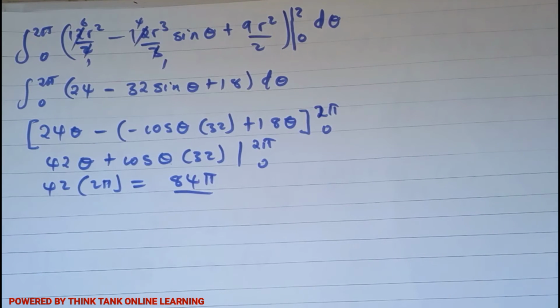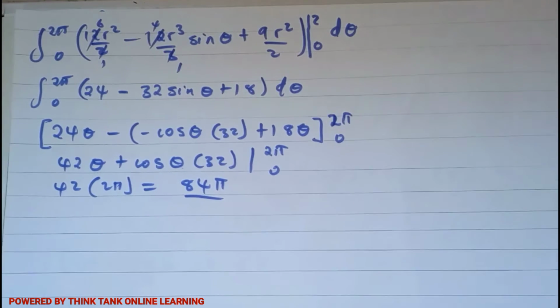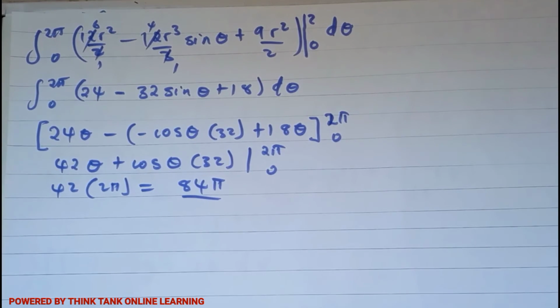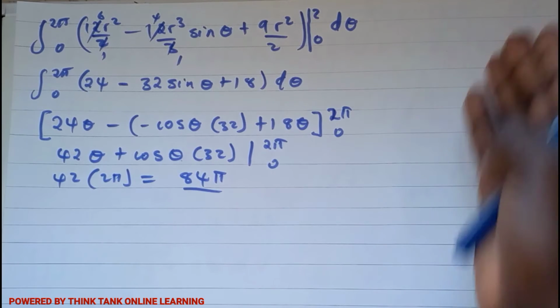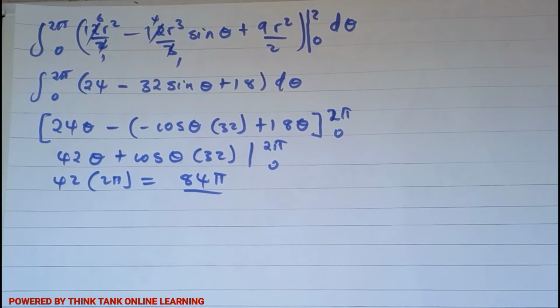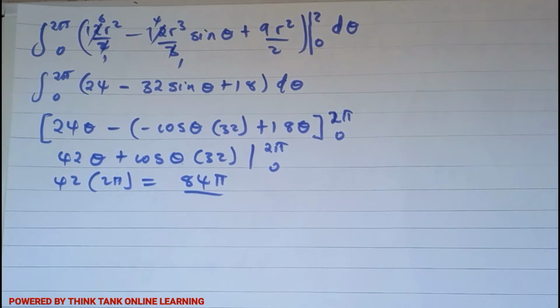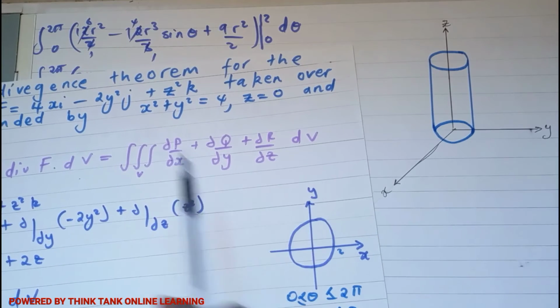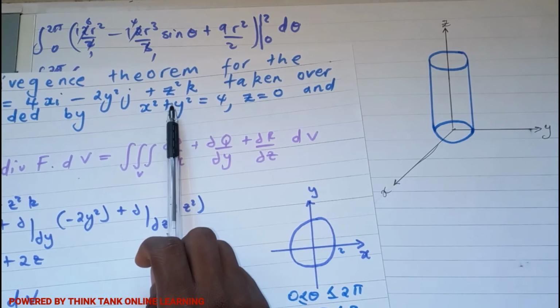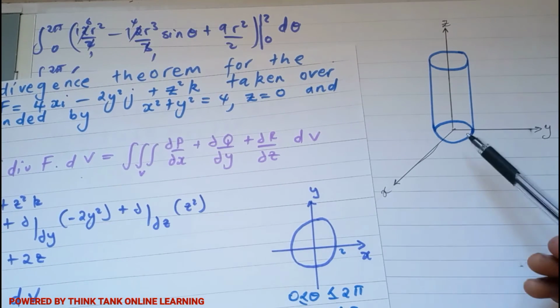Now we're going to the other side. We want to compute the flux for each surface. The first thing we're going to do is draw the surface here, and after that we compute our surface integral. I have drawn the cylinder here, and since z is missing, that means the cylinder lies along the z axis.